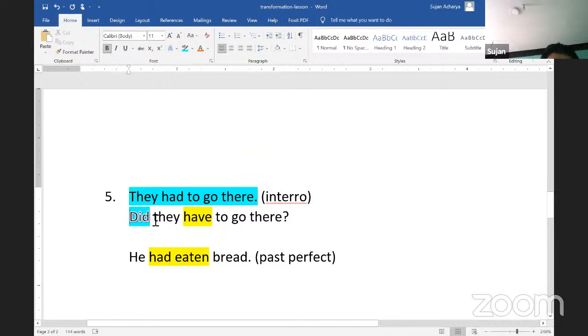And after we use do, does, did, we always use the V1 form of the verb. This have is the V1 form of the have verb.